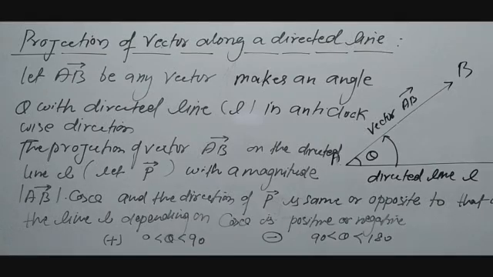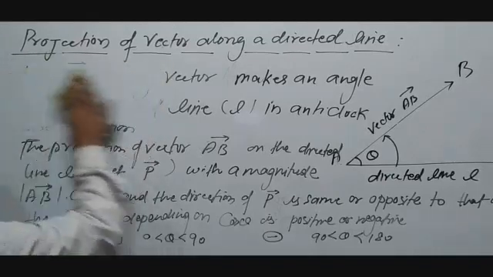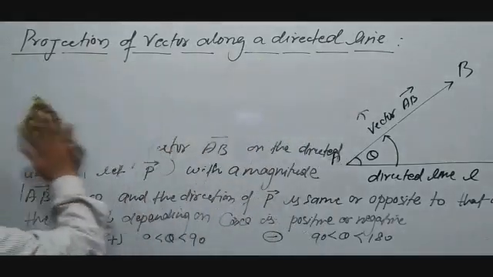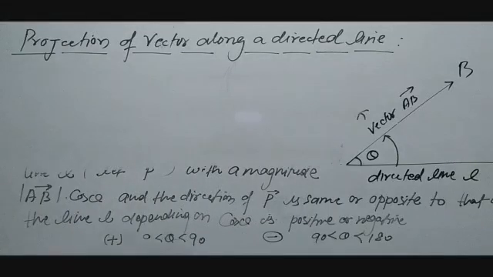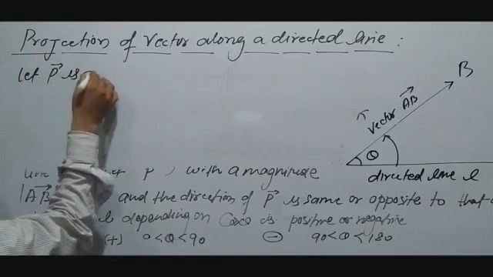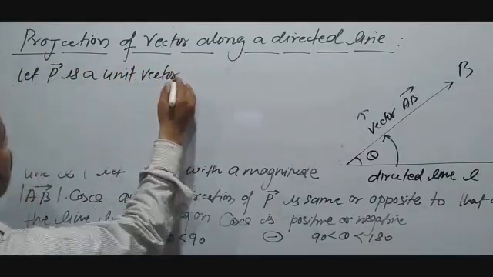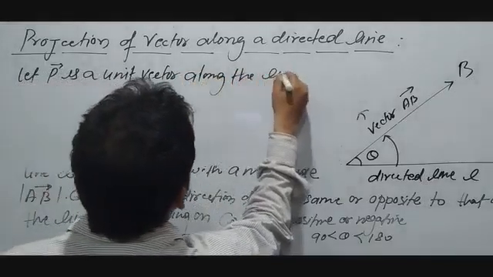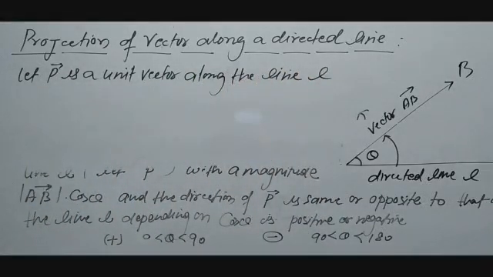Now suppose I am going to consider that small p is a unit vector in the direction of line L. Let small p vector be a unit vector along the line L. Along the line L we have considered.